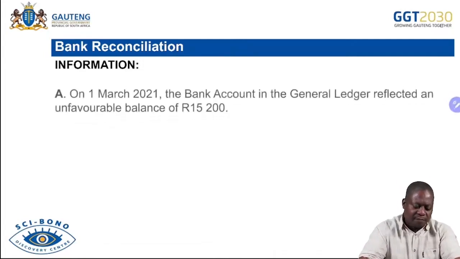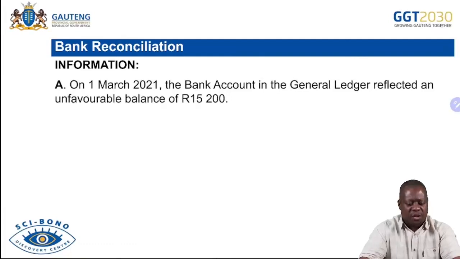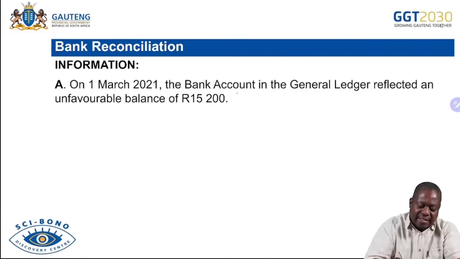So let's check. It says here, according to the information, on 1 March 2021, which is the start of the month, the bank account in the general ledger reflected an unfavorable balance of 15,200. So this means it is a bank overdraft.